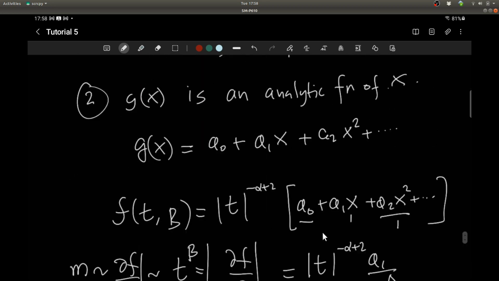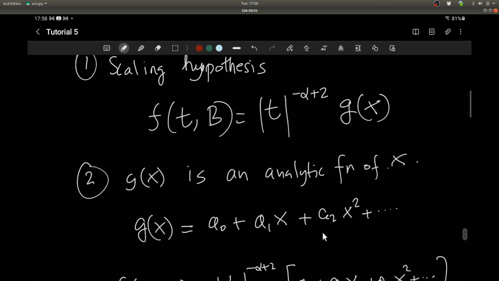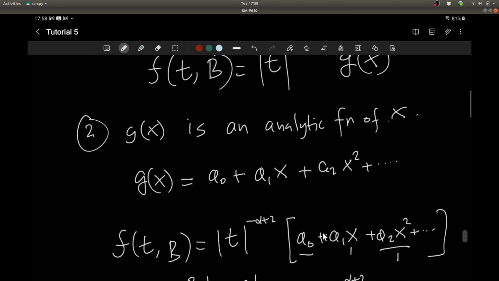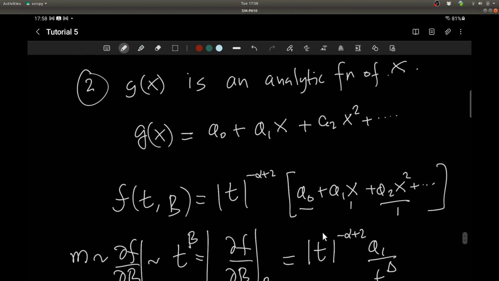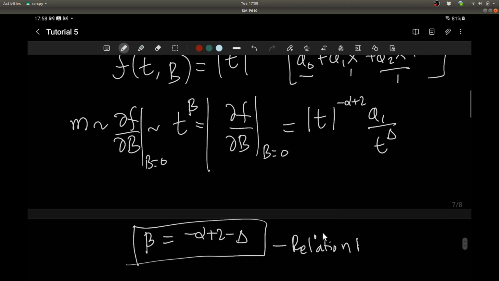So what I've done is two things. I assumed the scaling hypothesis. Second, I assumed that g of x is an analytic function, so that's a nice Taylor expansion. Once I did that, I just go ahead and compute whatever these things were, and then go back to the definitions of alpha, beta, and gamma.